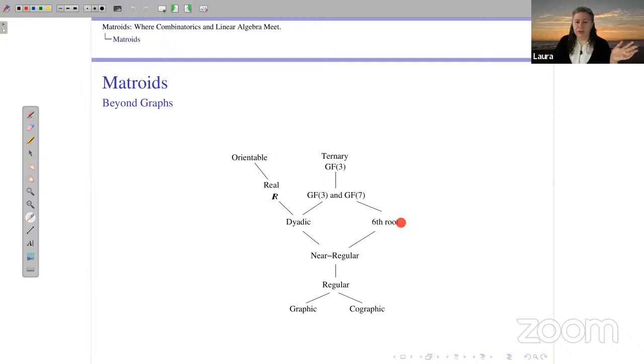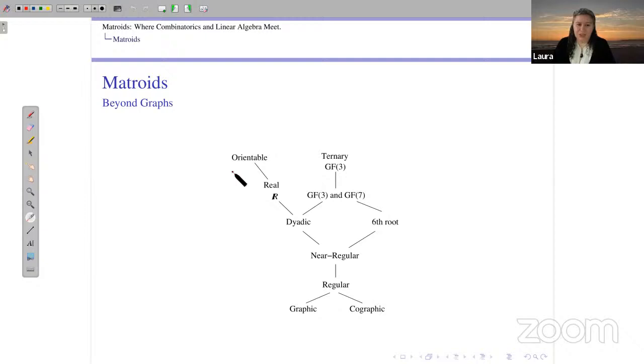I can also get matrices over the complex numbers giving me matroids. I can get matrices over finite fields and get matroids out of them. And these orientable matroids contain real matroids, contain graphic matroids. And so I'm pointing at this class, among other things, to tell you there's life beyond graphs and there's life beyond vector spaces.